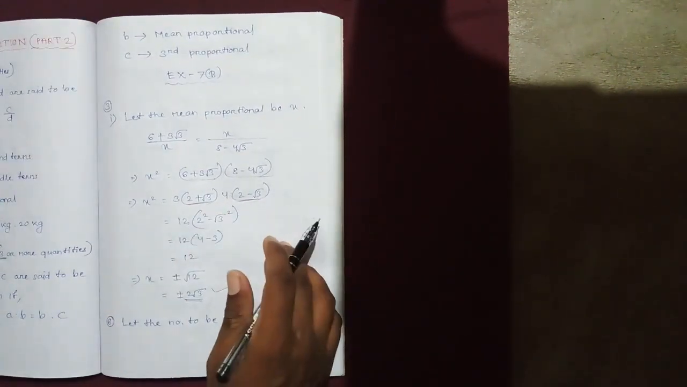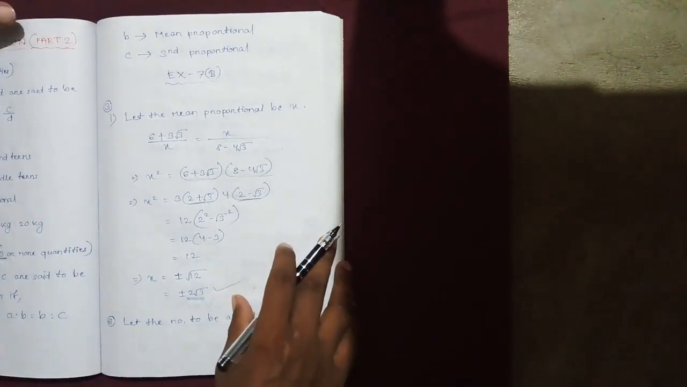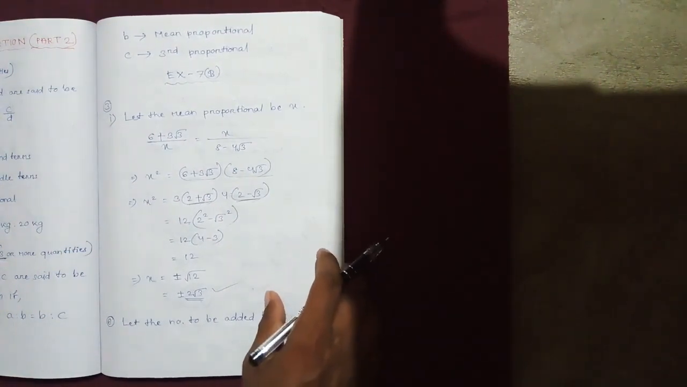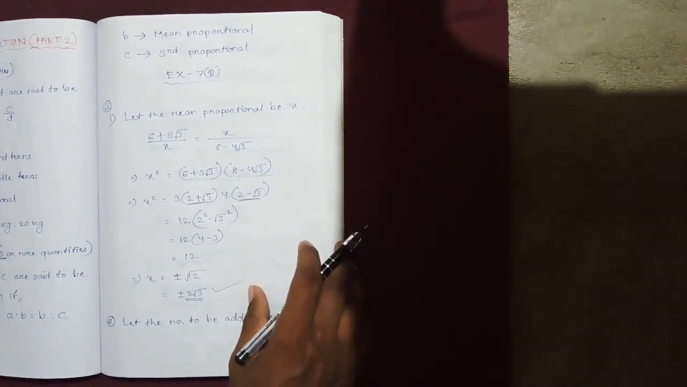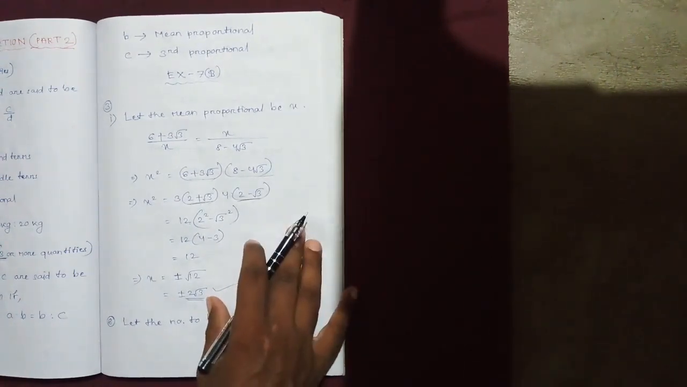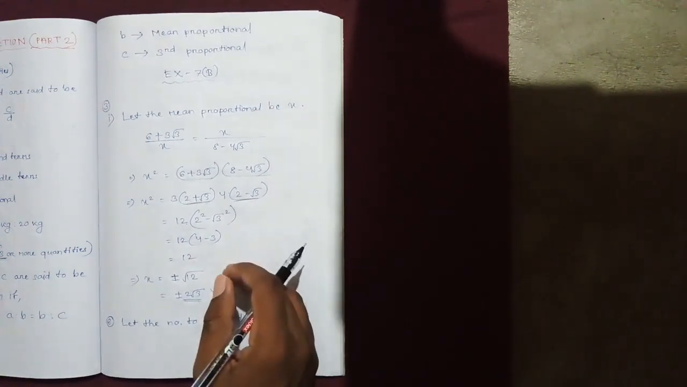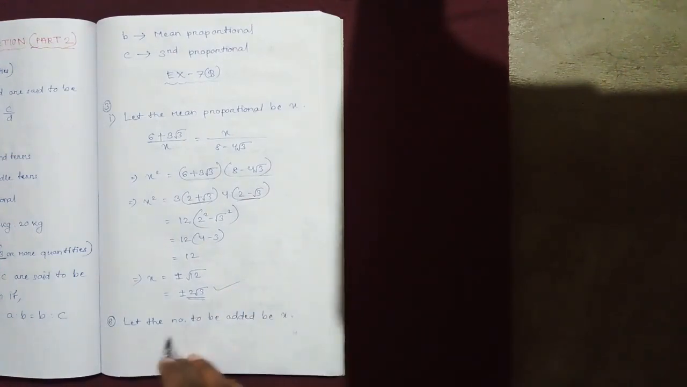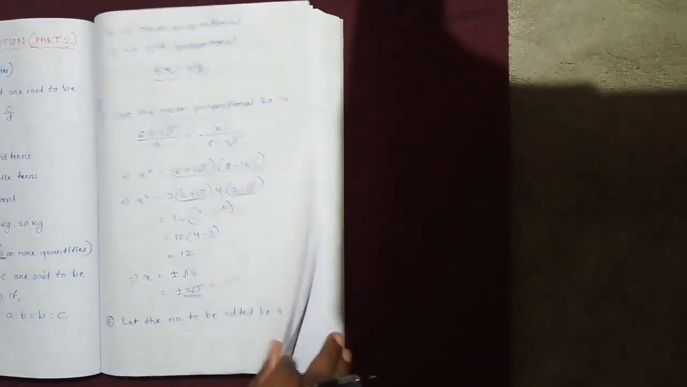Now move to number 6. What least number must be added to each of the numbers 6, 15, 20 and 43 to make them proportional? Now the four numbers are not in proportion. 6 by 15 is not equal to 20 by 43. We have to add some number, a minimum number, so that they become proportional. Let the number to be added be x.